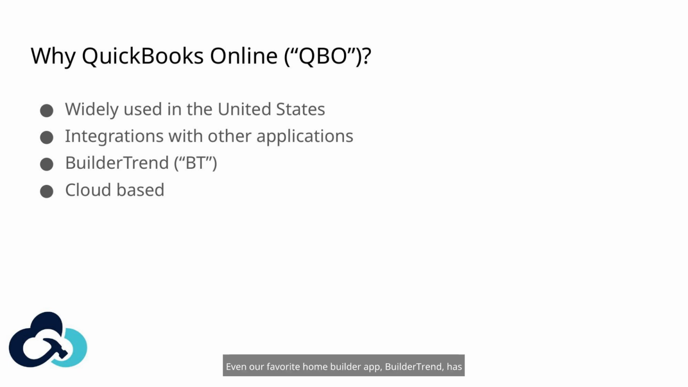Even our favorite home builder app, BuilderTrend, has obscure ways that do not sync with QBO even though it's advertised as a full integration. I'm specifically thinking about vendor credits. If you have a vendor who gives you a refund, you can't enter it directly in QBO. It has to be entered in BT as a negative bill, and hardly anyone tells you that. However, the BuilderTrend integration is still, by far, my favorite.